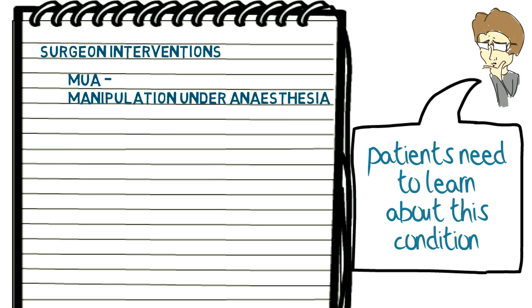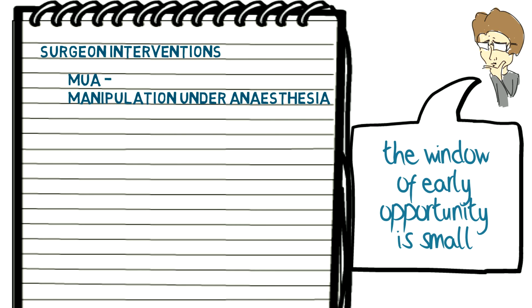The second message is that the window of early opportunity to turn the situation around is only a few weeks, during which time the adhesions can be relatively easily broken and the inflammatory process reduced. After this time, the scar tissue is too developed to respond to anything but surgical intervention. Surgery takes the form of lysis of adhesions, or anterior interval release, or posterior capsulotomy.